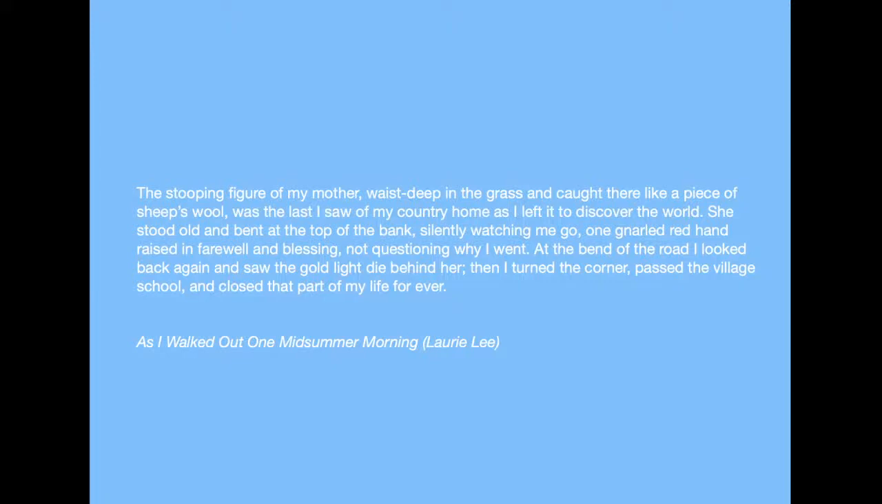There are two examples of imagery there. One at the end is, I think, almost painful really, when he says he saw the gold light die behind her, knowing of course that light doesn't die. But the one that is at the end of the first line and the beginning of the second is the one that I'd really like us to focus on. This is a great example of imagery, and his mum was caught there like a piece of sheep's wool.